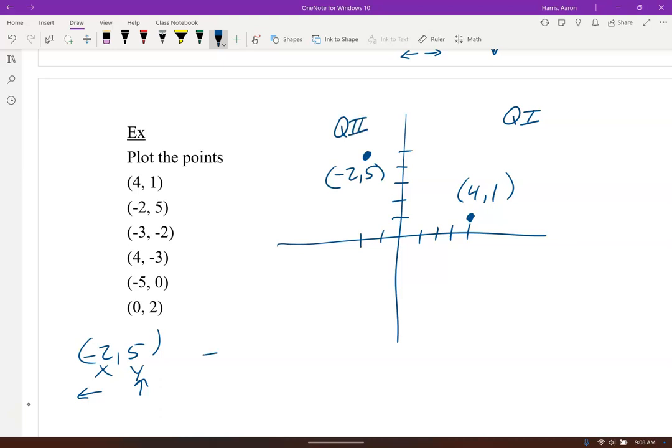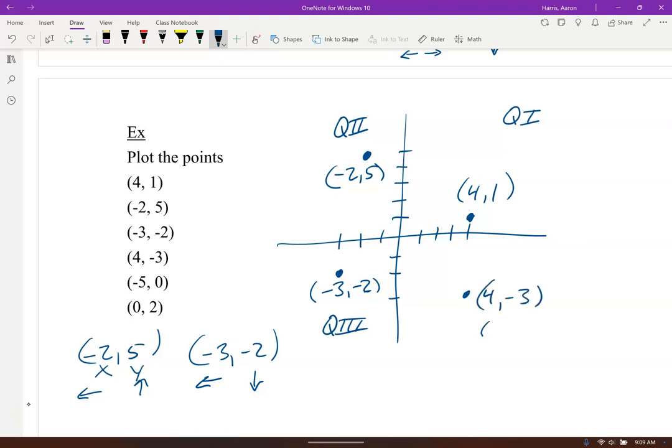(-3, -2). I'll go left 3 and down 2 from the middle. Left 3, down 2. There's (-3, -2). This is in quadrant 3. Then (4, -3). That'll be right 4, down 3. Right 4, down 3. That's in quadrant 4.